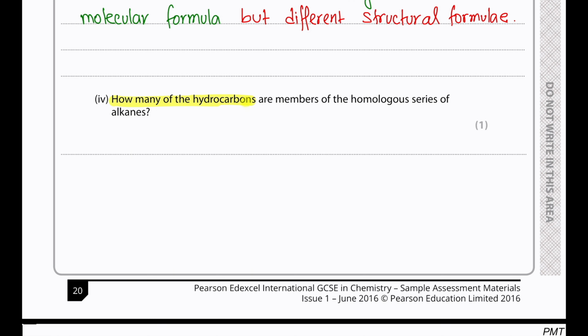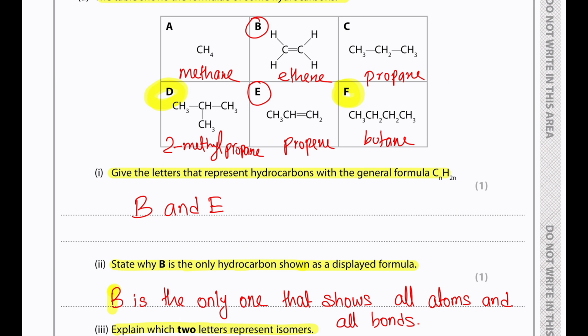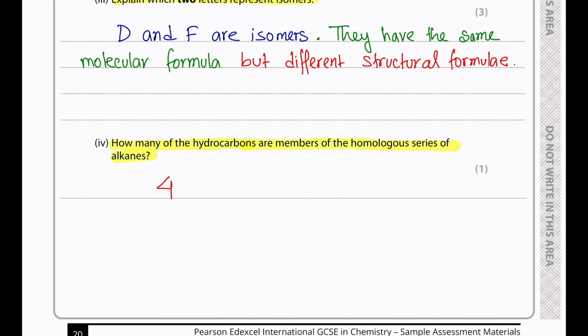How many of the hydrocarbons are members of the homologous series of alkanes? D and E will be members of the homologous series of alkanes. C will be that and A will be that. So four hydrocarbons.